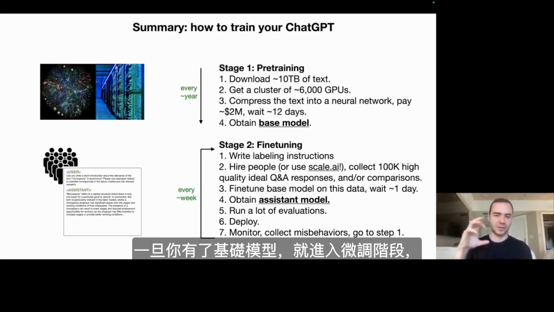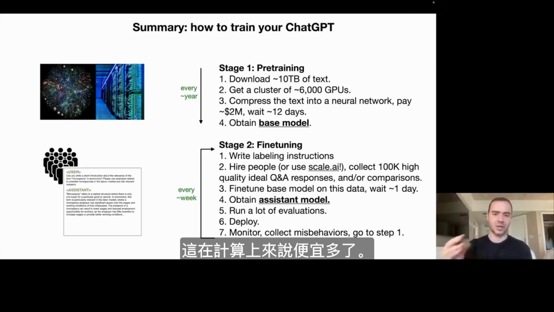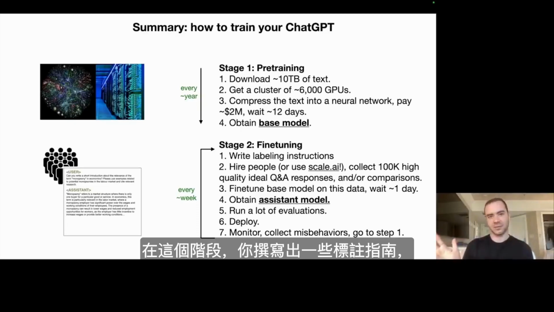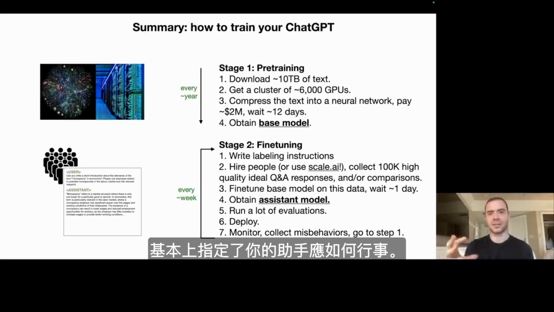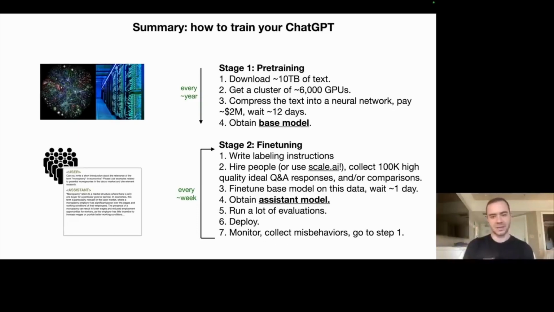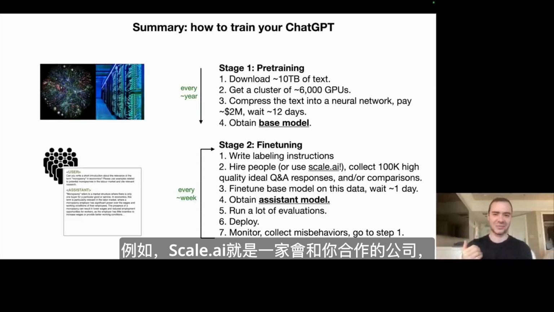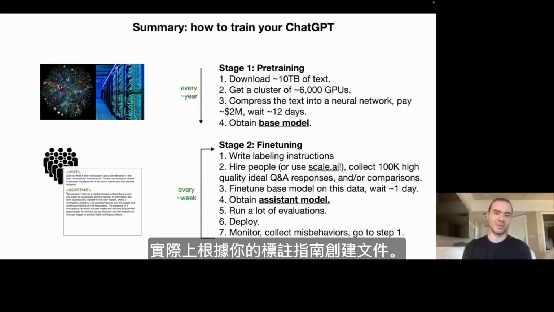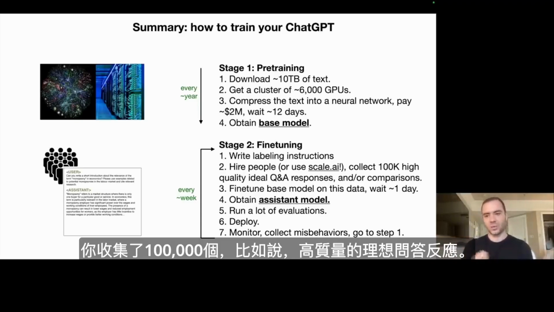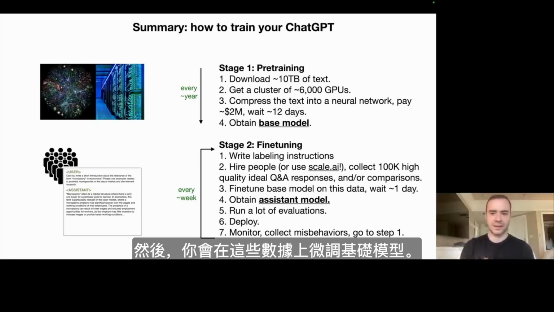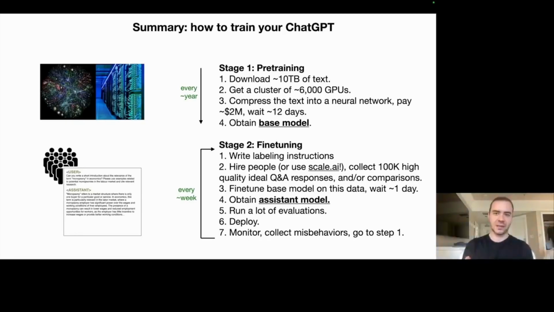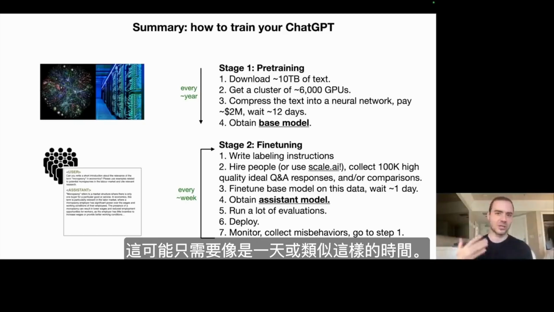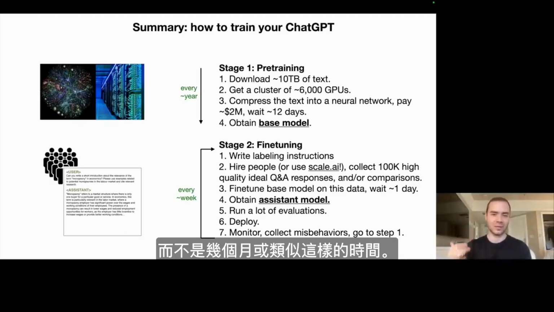Once you have the base model, you enter the fine-tuning stage, which is computationally a lot cheaper. In this stage, you write out some labeling instructions that basically specify how your assistant should behave. Then you hire people. So for example, Scale AI is a company that would work with you to create documents according to your labeling instructions. You collect 100,000, as an example, high quality, ideal Q&A responses. And then you fine-tune the base model on this data. This is a lot cheaper. This would only potentially take like 1 day or something like that, instead of a few months. And you obtain what we call an assistant model.